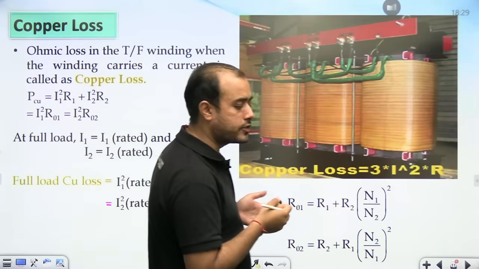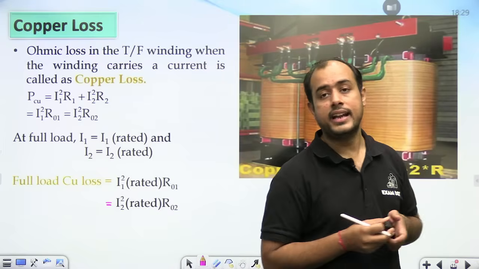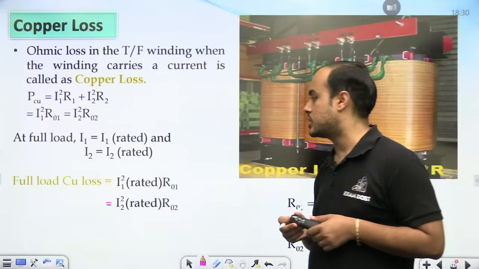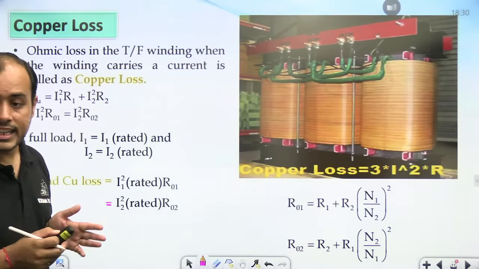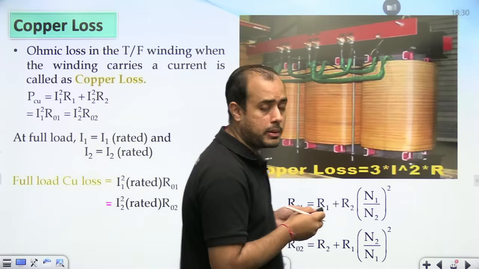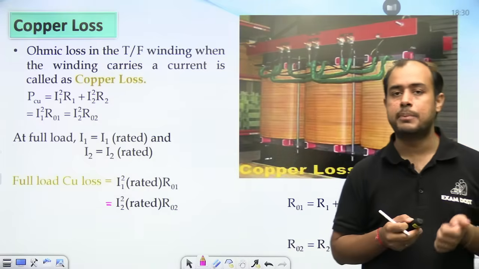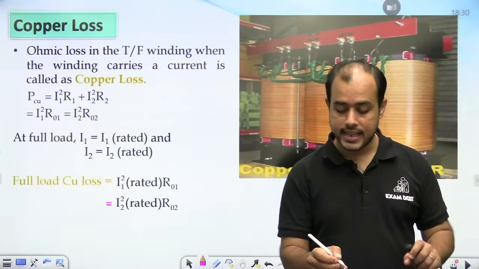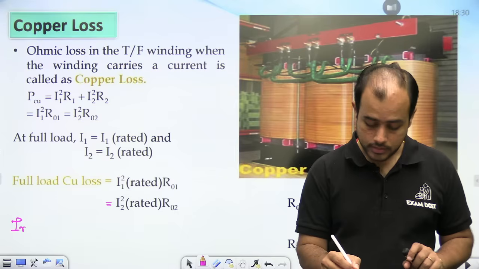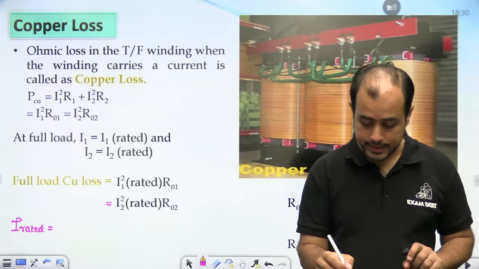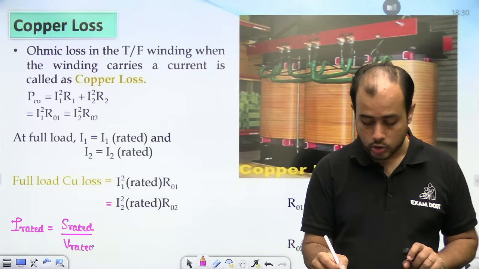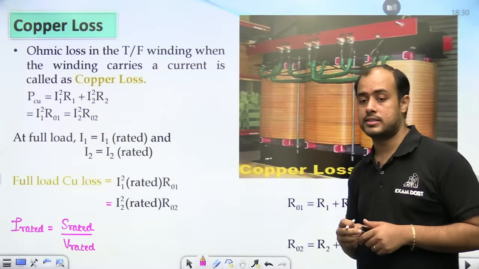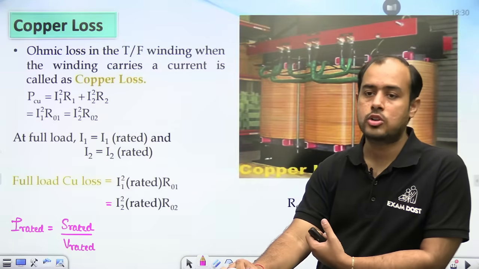तो whenever your transformer carries the rated current, it is said to be the full load condition and the loss will be called as full load copper loss. जब वाइंडिंग में रेटेड करंट बहेगा, और रेटेड करंट is S rated upon V rated. I rated is calculated as S rated upon V rated. So when the winding carries rated current, the loss is said to be full load copper loss. Loss क्या कहलाएगा? Full load copper loss.